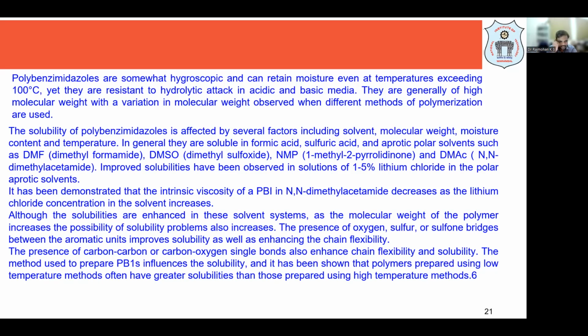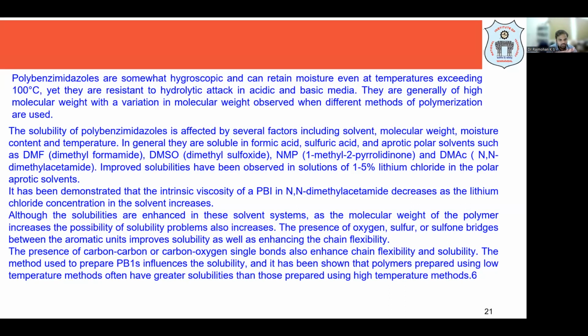In general, these PBIs are known to be soluble in acids such as formic acid and sulfuric acid, and in aprotic polar solvents such as DMF. What is DMF? That is dimethylformamide. What is DMSO? It is dimethyl sulfoxide. What is NMP? It is 1-methyl-2-pyrrolidone. And DMAc is N,N-dimethylacetamide.